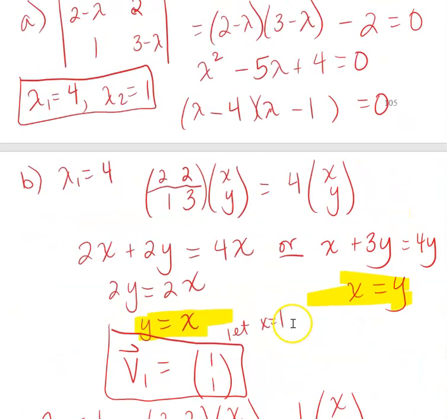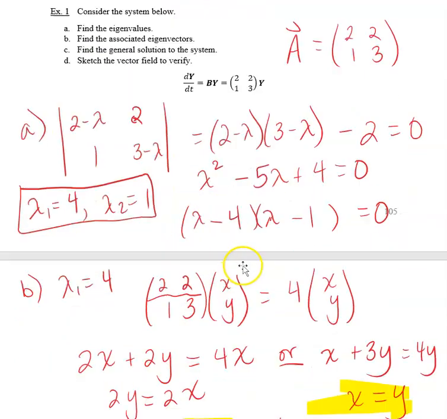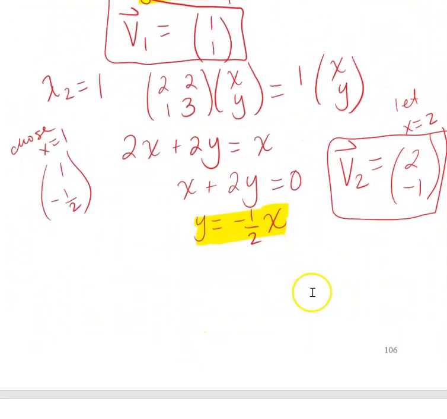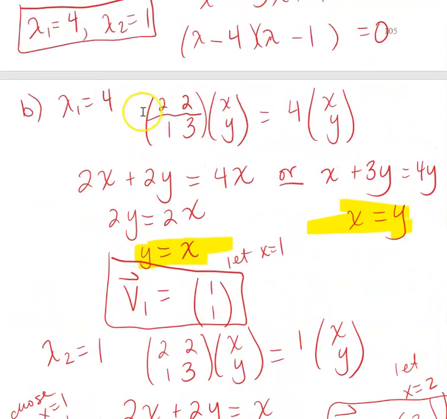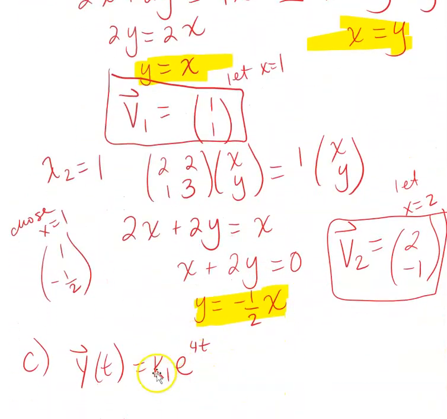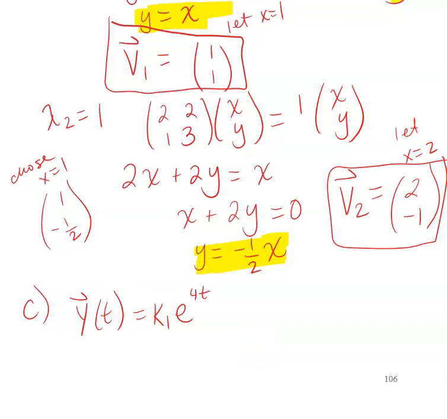So part C said to go ahead and write out the general solution to this system of differential equations. So my general solution, here it is, it's going to be K1 e to the lambda, which was 4t, I believe, right? That was my first, let me go back, my first lambda value was 4. So it's going to be K1 e to the 4t times the corresponding eigenvector that was 1, 1.